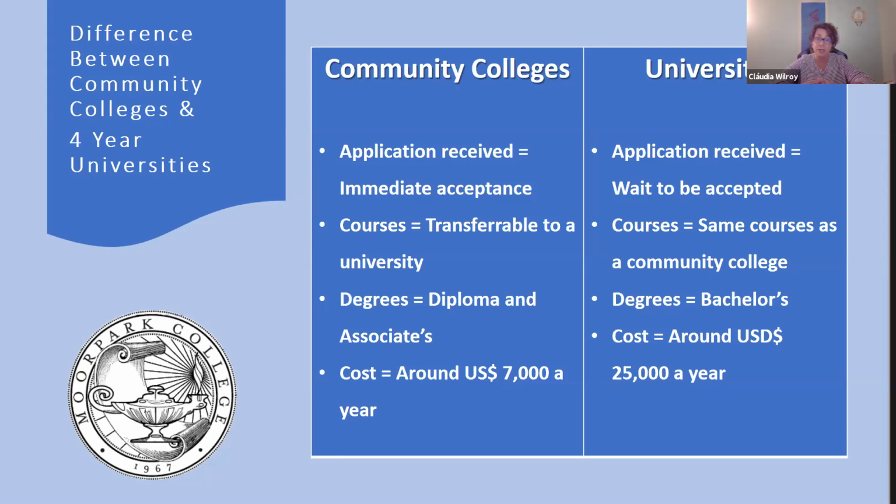The universities, just like the American students and any international student, you will submit your application, and you have to wait to be accepted. So the first difference, community college, you're accepted immediately. University, you have to wait to see if there's space, what your scores were compared to students from the U.S. and students all over the world.